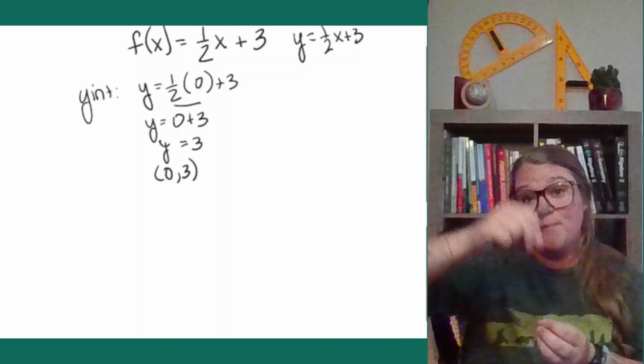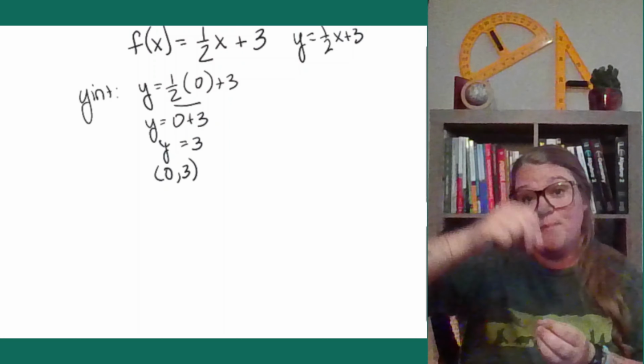Let's do the same thing but for x. We're going to find the x-intercept. We're going to use that same equation, but this time we want to know what is x when y is 0. It's just backwards from the last one. Instead of putting a 0 in for x, now we're putting a 0 in for y. 0 equals 1/2 x plus 3. Now, this one's a little bit harder to solve for x, which is fine. We just need to get x by itself.